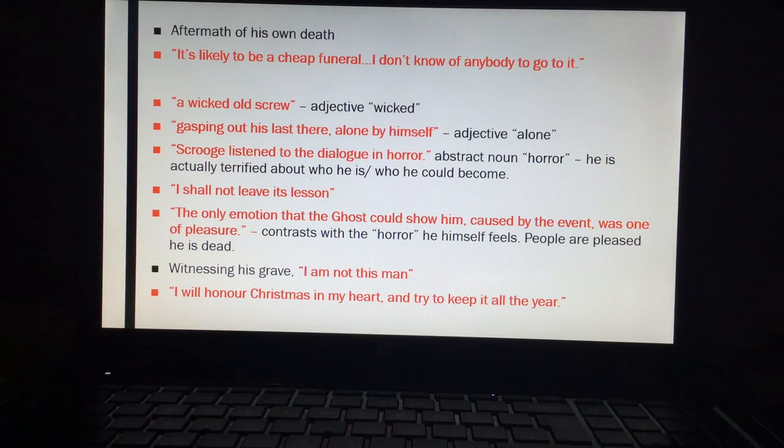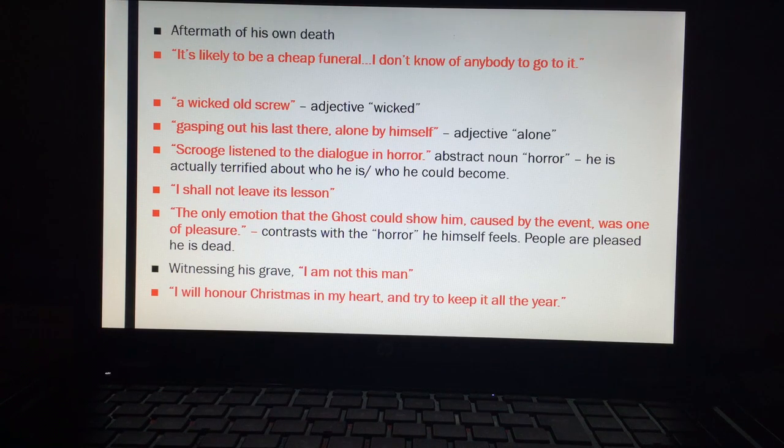The only emotion that the ghost can show him caused by the event was one of pleasure. So when Scrooge says, show me someone who feels grief that this man is dead, the ghost can't show him a single person. What he does show him is just everybody laughing. Everybody is laughing at the fact that this man is dead. Everybody is pleased. Look at that word, pleasure. And pleasure here contrasts with the horror he feels. So where society and the environment in which he's lived are all pleased, he himself is horrified. And again, this is your contrast, isn't it? This is your critique on society.